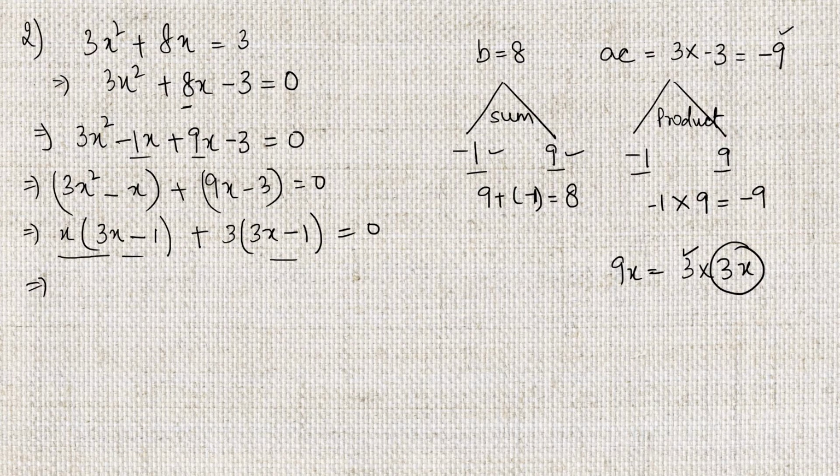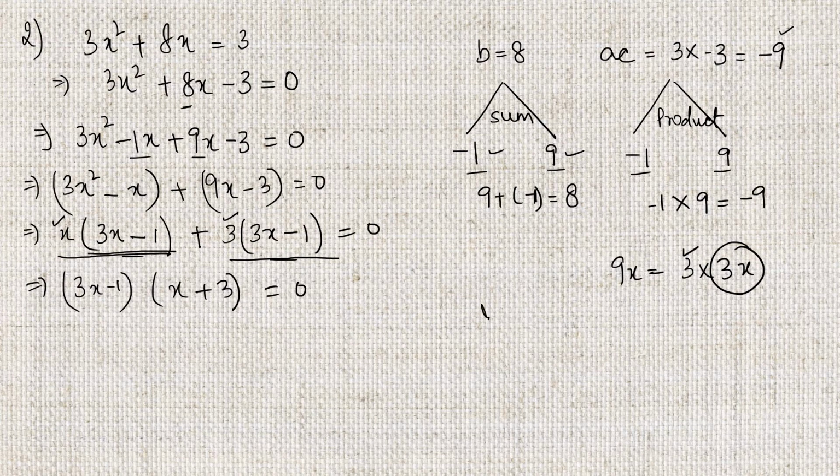Now can you see the two brackets are same? So from this term and from this term, I can take out this same bracket as the common factor once again. Take out 3x minus 1. What will be left? From this first term, 3x minus 1 is out. Which factor is left? x. From the second one, which factor is left? Plus 3.